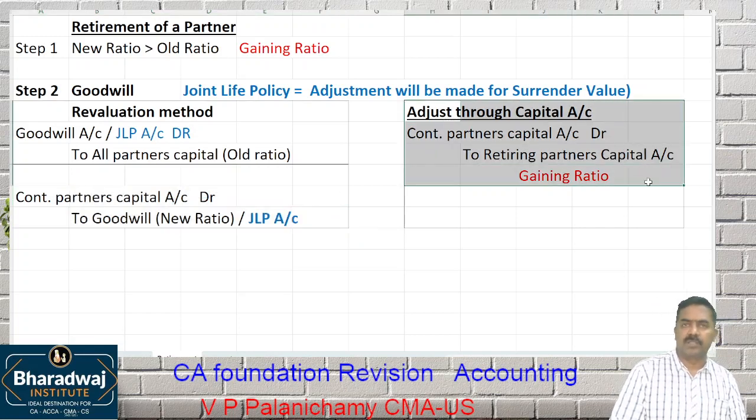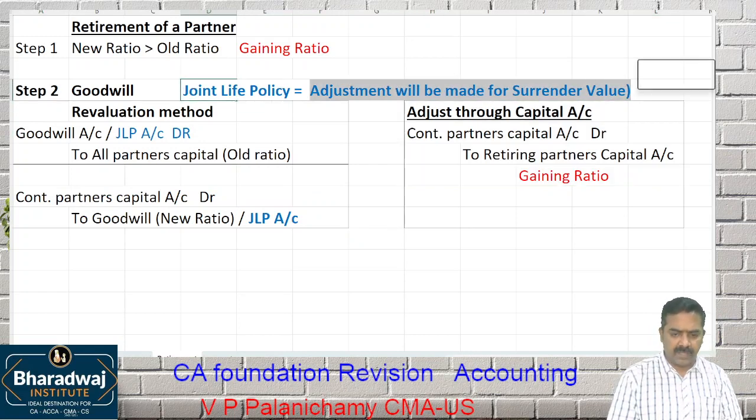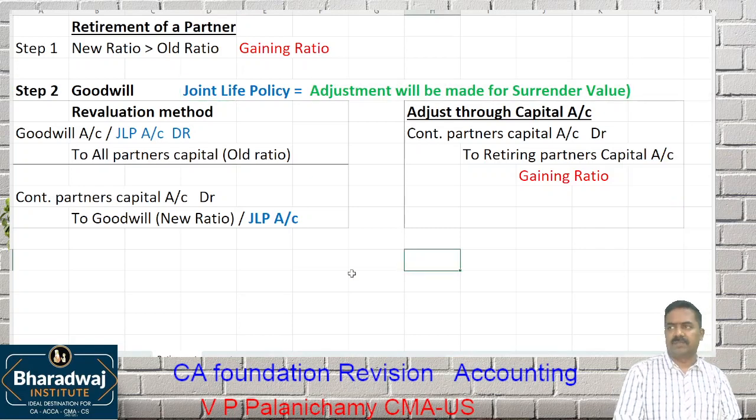Or this can be adjusted through capital account. Adjustment will be done for which value? Surrender value. Adjustment will be done for surrender value.